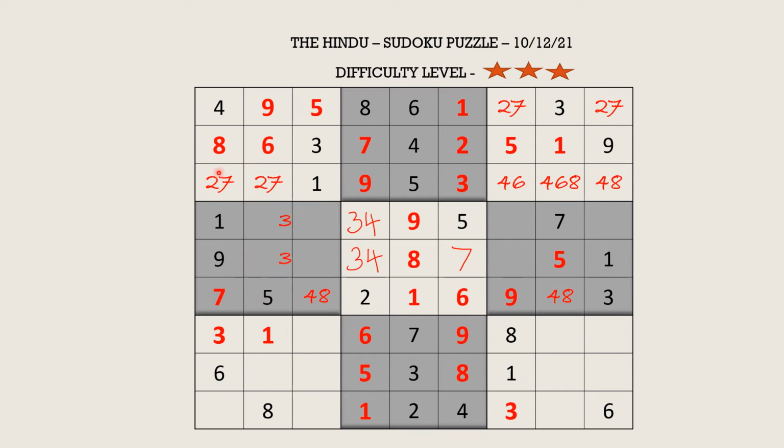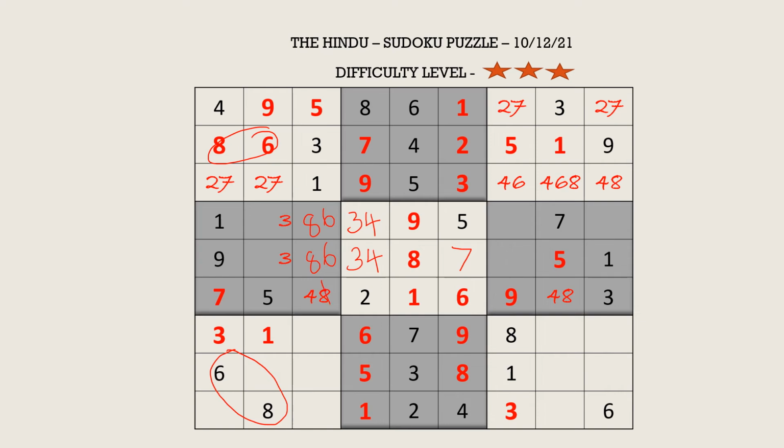You have an 8 6 pair here, 8 6 pair here, and down we have another 8 6 pair here. So that leaves an 8 6 pair in these two cells. So let's mark it. So that cancels out the 8 here. Since we have an 8 6 pair in these two cells, this 8 gets cancelled out.